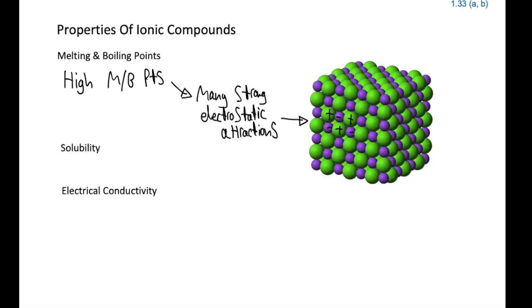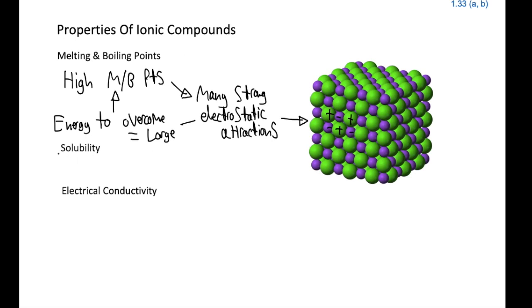This overall attraction is very strong, and it takes a large amount of energy to overcome it and break the ionic bonds. What this is basically saying is that an ionic lattice has to be heated to a very high temperature before the attractions break down and you go from a solid lattice to a liquid, or even from a liquid to a gas. So that's melting and boiling points.